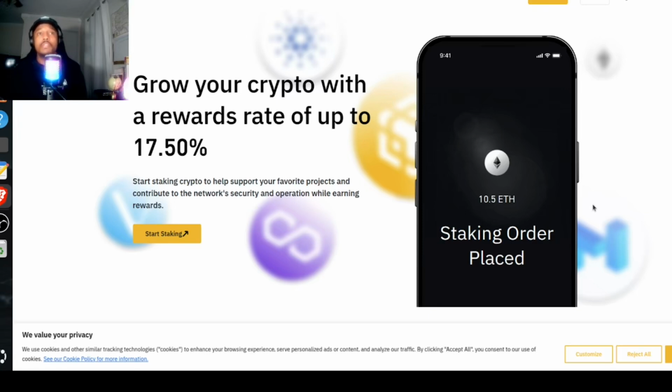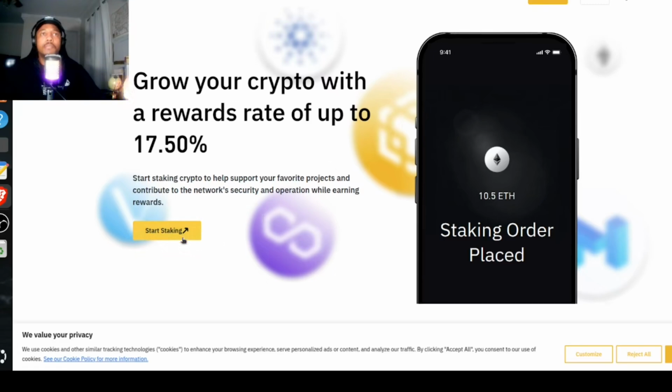So then once the prices start going up, now you've accumulated so many coins, you're able to unlock that stake and see that return on investment. But like I said, 17% isn't bad. Let's see what happens when you press start.